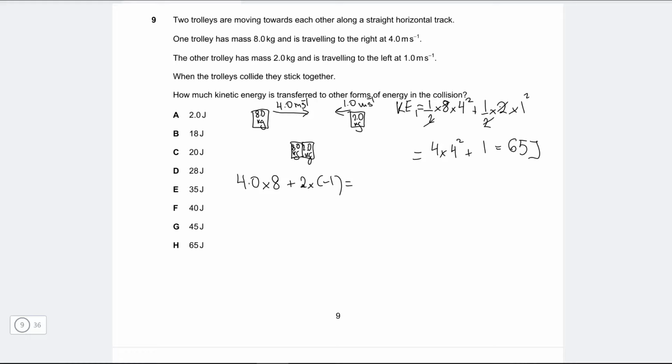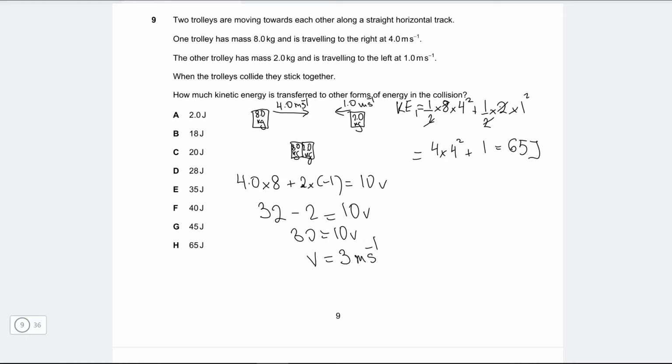So after they've stuck together, the total mass is going to be 10. And the velocity will be some unknown velocity. We're going to call that v, that we're going to find out now. So 4.0 times 8 will just give us 32. Minus 2 is equal to 10v. So 30 is equal to 10v. In other words, v will be equal to 3 meters per second. So that's plus 3 meters per second.